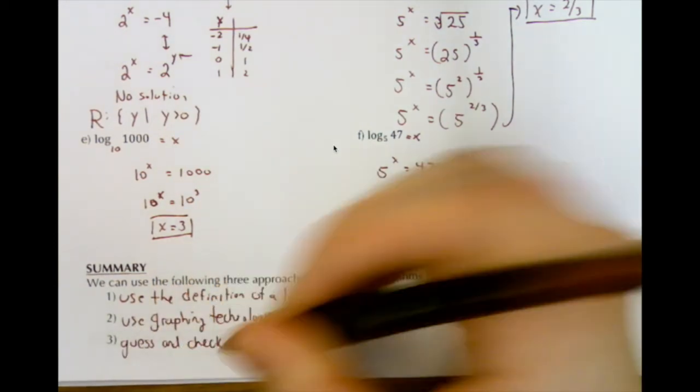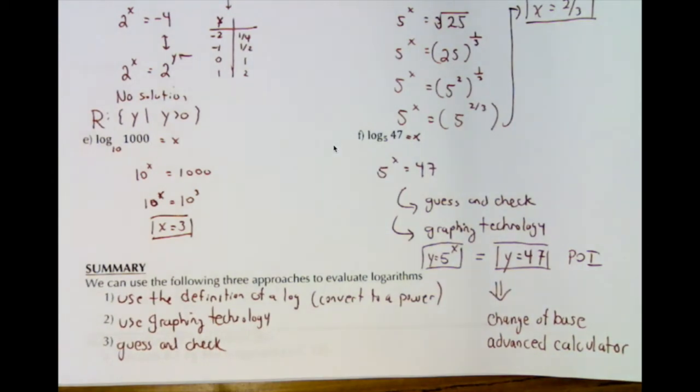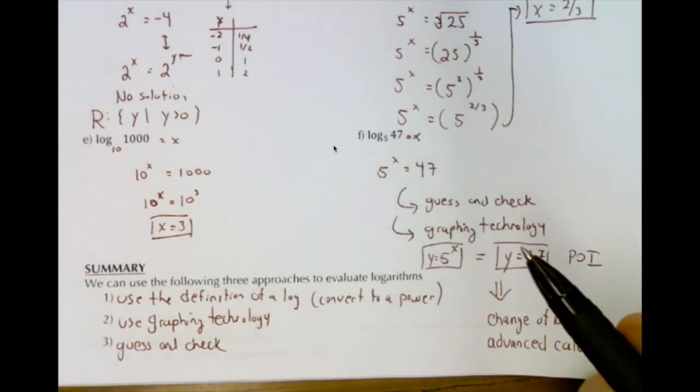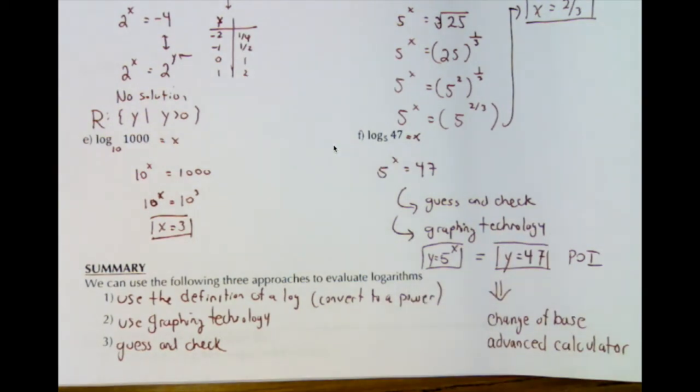So for now, those are your three strategies. I want you to use one of those three. Ideally, the first strategy when possible. If not possible, we'd be using graphing technology in class. If it was to show up on an evaluation, you would have to use guess and check. Okay, that's it for the first part of lesson 8.3.